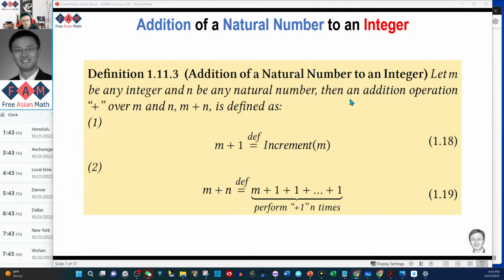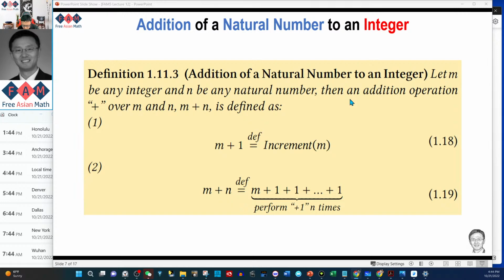Now the addition is allowed to begin with a negative number, then add some natural numbers. So the definition here is very similar to what we had earlier for the little i increment and the addition of natural numbers.